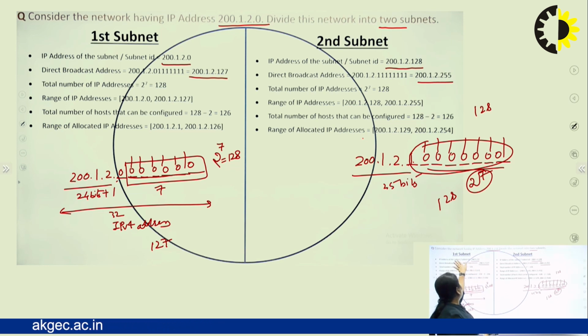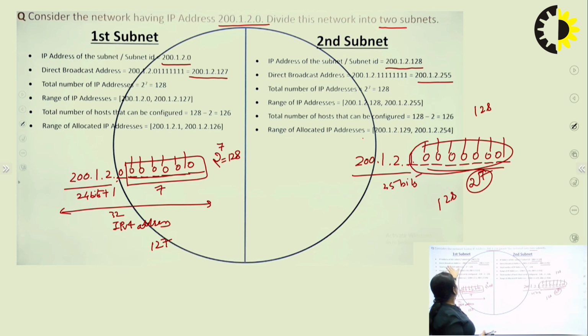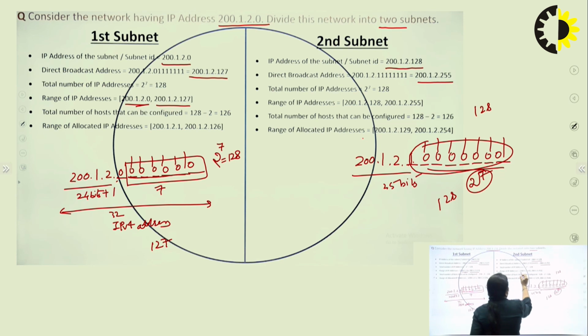Now the most important thing is that the first address of a subnet is for identification of the subnet. So this would be the IP address of the subnet. Whenever you have to broadcast something, you will use the last address, and the first address is used as the identification of the subnet. So the IP address of the subnet is the first address of the subnet, and the last address of the subnet is your broadcast address. The total number of IP addresses that can join that subnet is 2 to the power 7, that is 128. The range of IP addresses is from the first address to the last address. Similarly in subnet 2, the range is from the starting address to the last address.